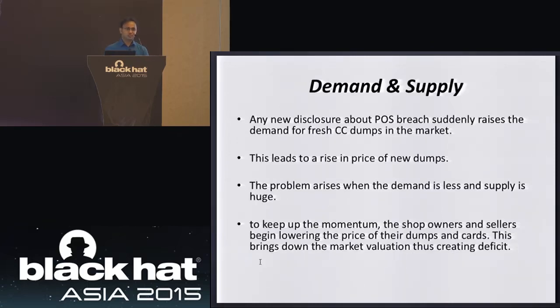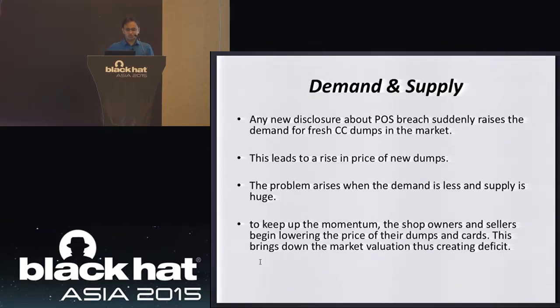Okay, so the demand and supply. Whatever we have discussed up till now was pretty much how the ecosystem is framed, how it works, how different entities are linked with each other. What we will discuss now is pretty much the money flow, how exactly the demand for credit card information is maintained, how it is priced and things like that.